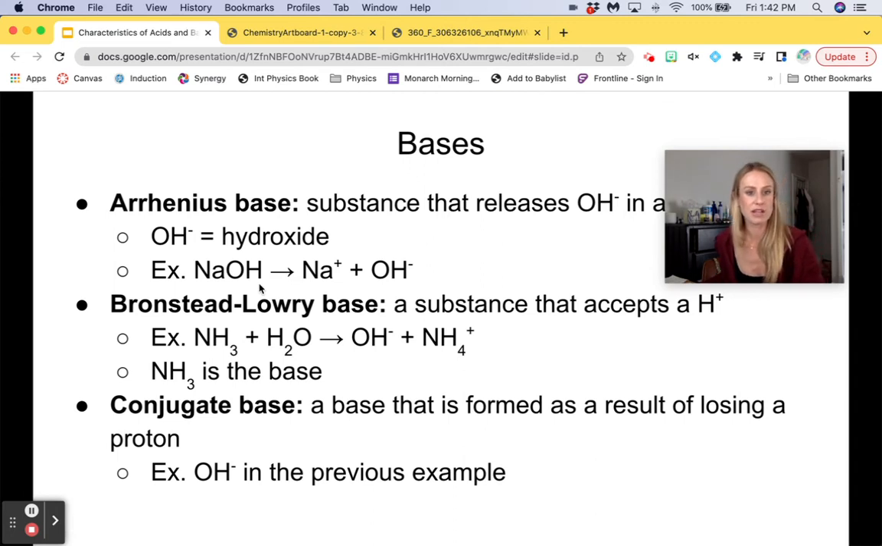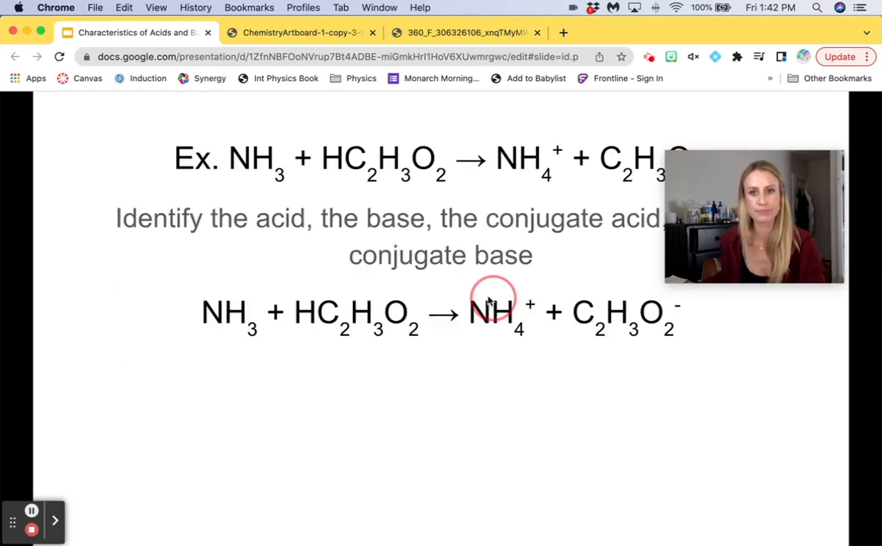And then we also have something called a conjugate base, which is a base that's formed as a result of losing a proton. So in this case, our hydroxide ion is the conjugate base because water lost the proton in order to become the hydroxide ion.